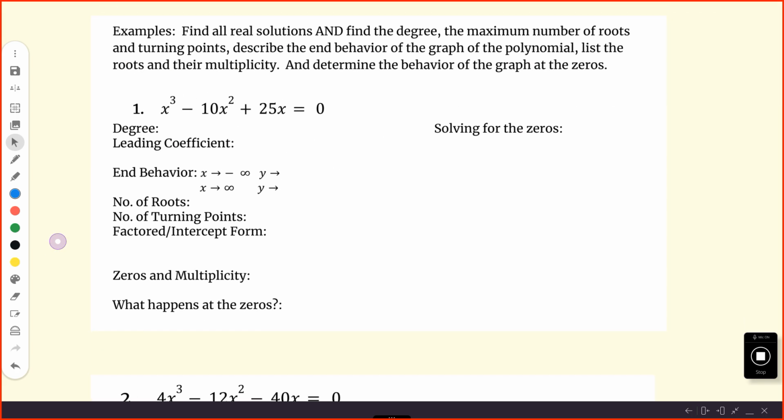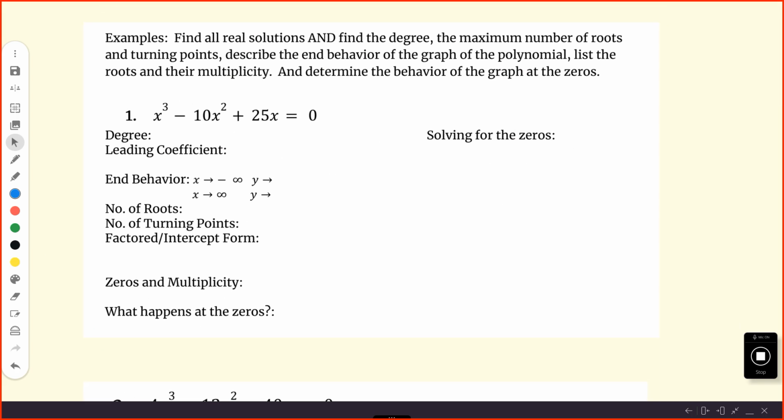So here we're going to find all the real solutions and find the degree, the maximum number of roots and turning points, describe the end behavior of the graph of the polynomial, list the roots and multiplicity just like what we did yesterday, and then determine the behavior of the graph at the zeros.